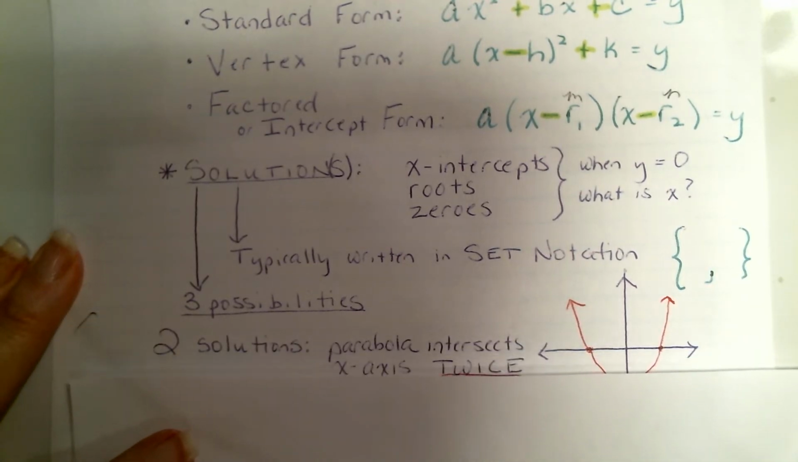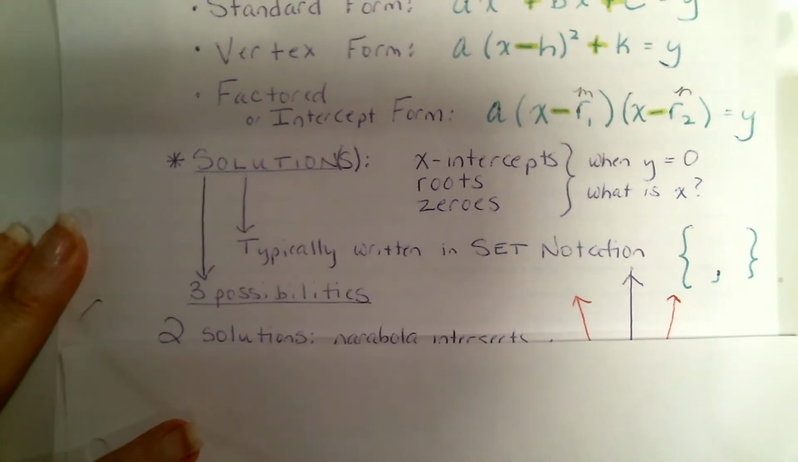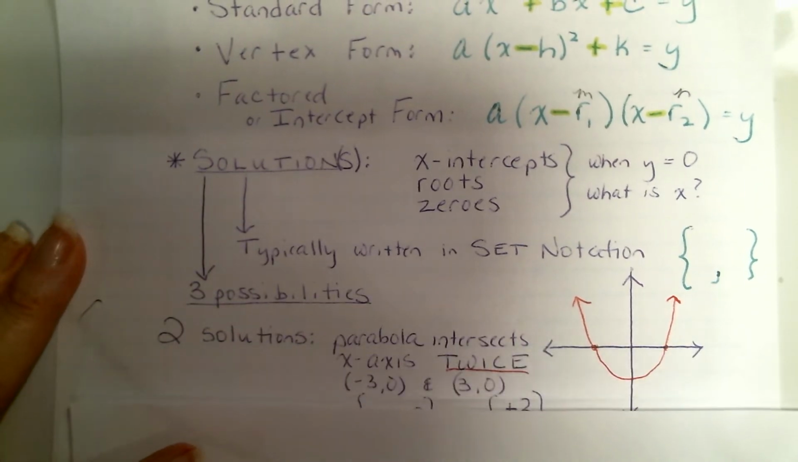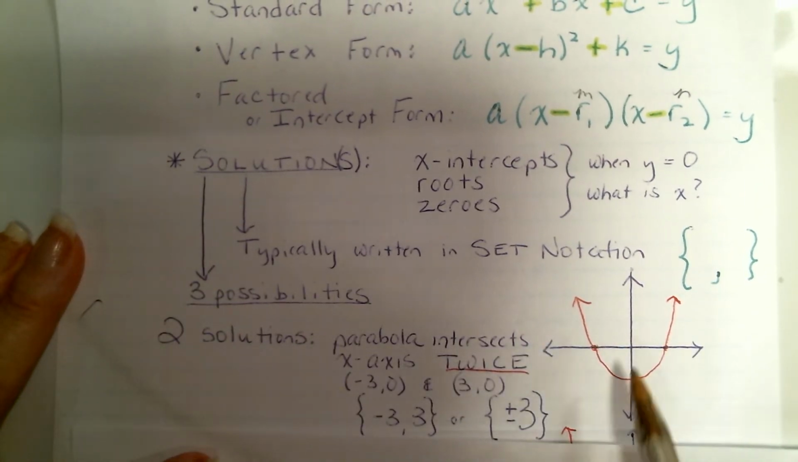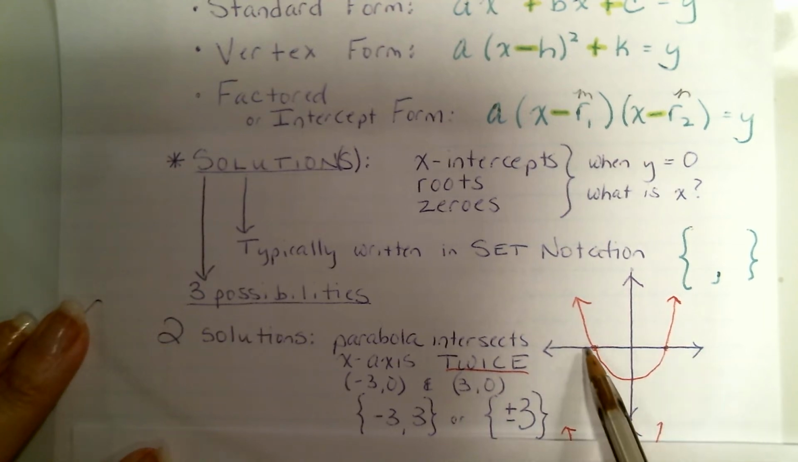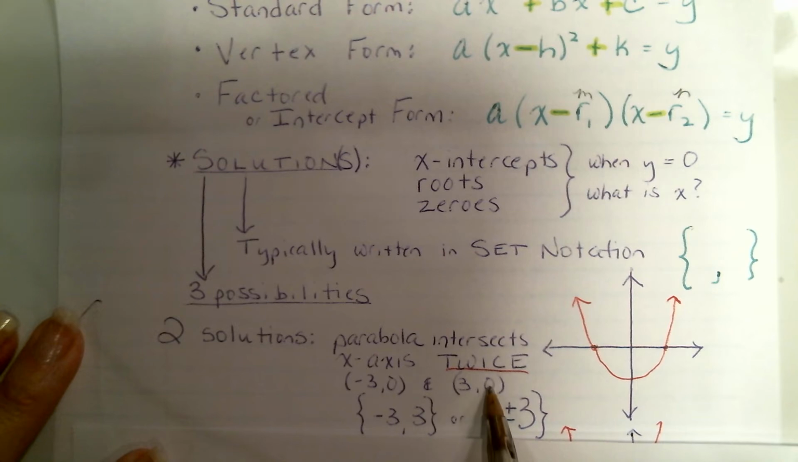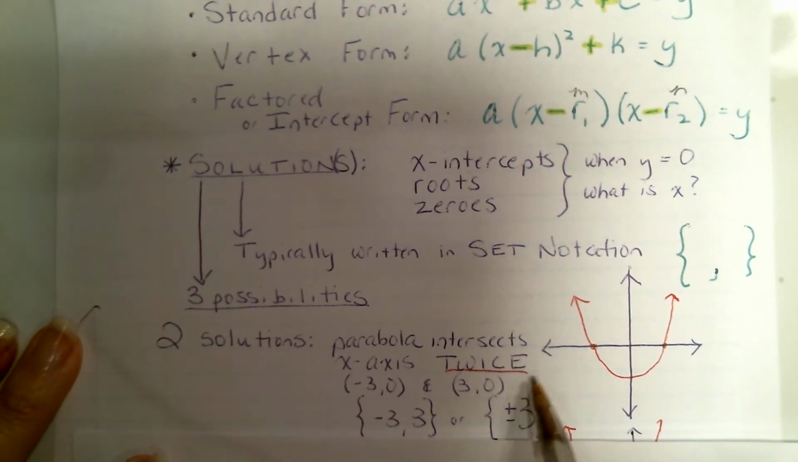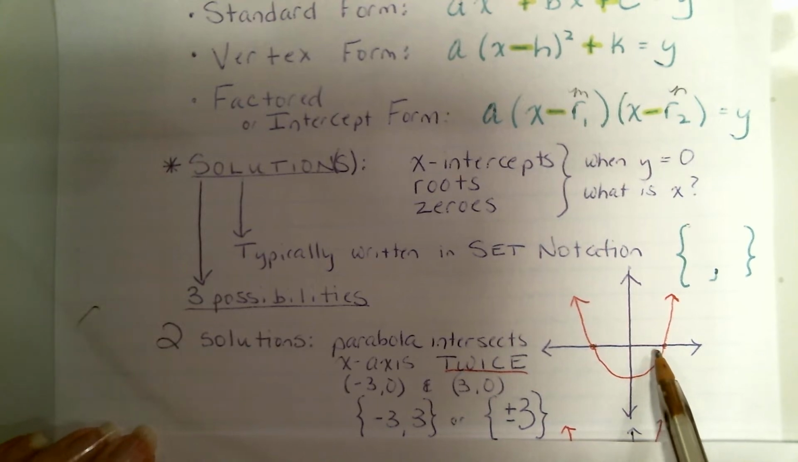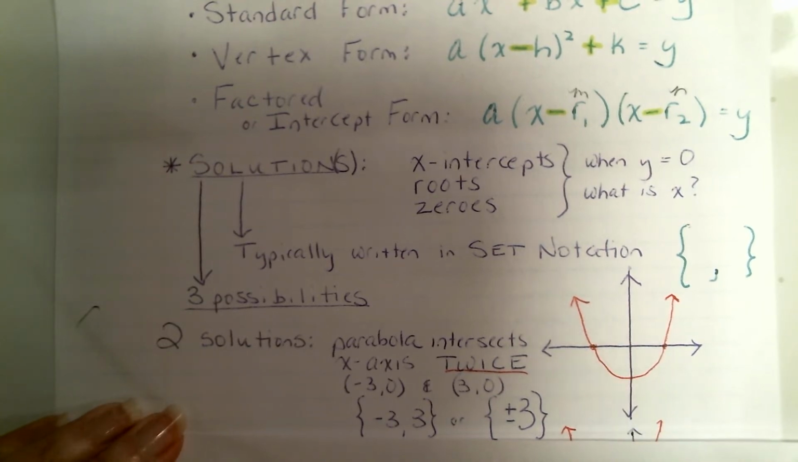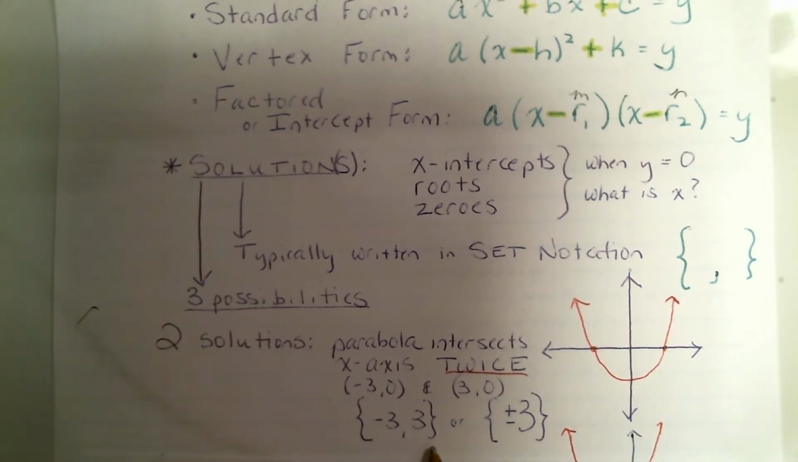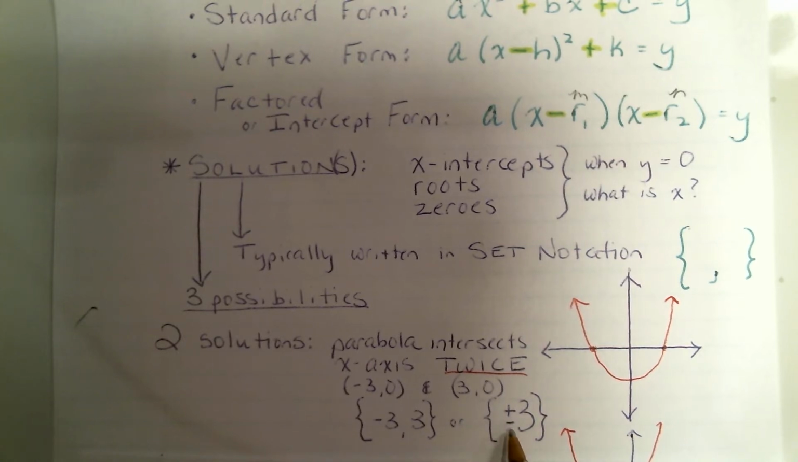Well, the first possibility is pretty typical. We would have 2 solutions, and that's because the parabola would intersect the x-axis twice. This is where y is 0 and where y is 0, right? And so this could be an example of what that coordinate was, and this could be an example of the second place where it intersects the axis. So we could write it in set notation like this, or we could say plus or minus 3, right?